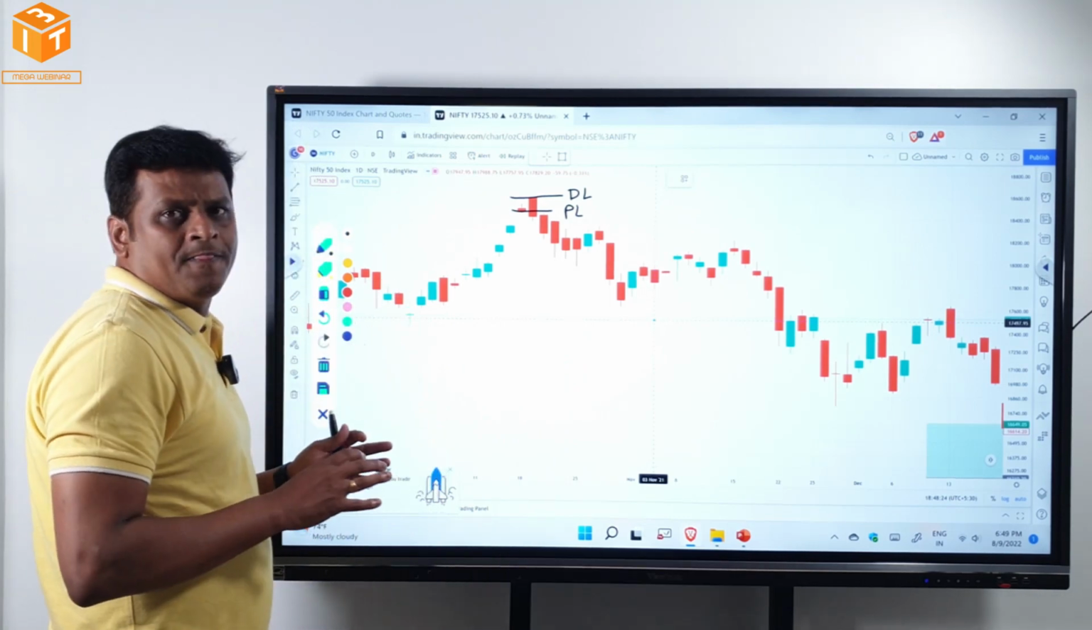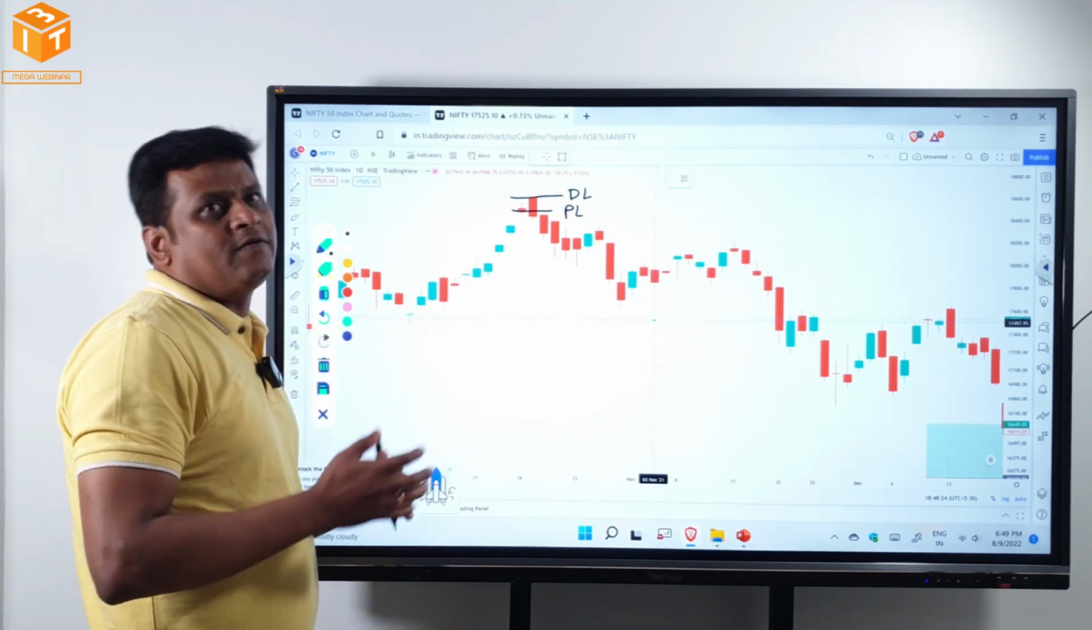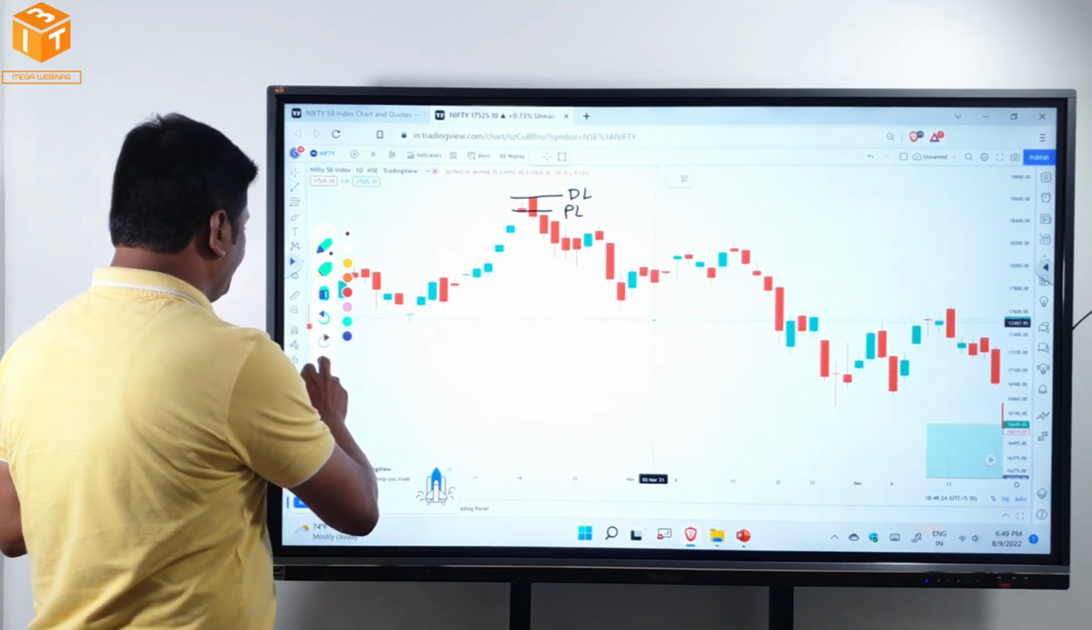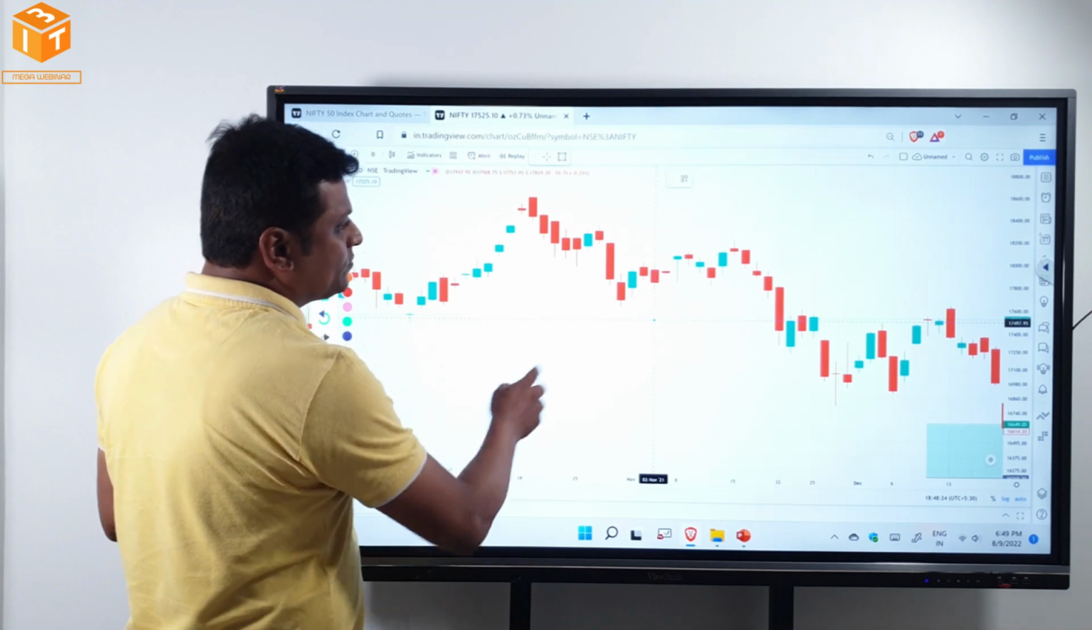It is just a zone. It is not a tradable zone. It is not a power pattern. Okay. Now let's move further.